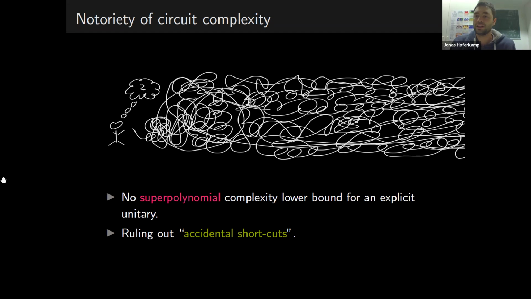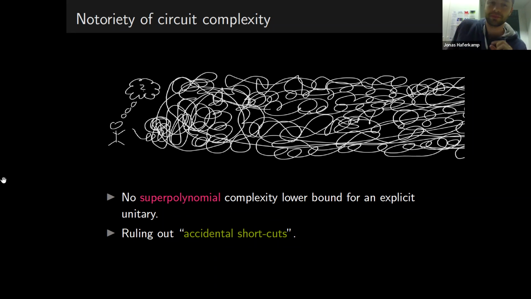I already mentioned that the classical analog is related to notorious questions like the separation of complexity classes. And very similarly for unitaries, I personally don't know of a single example where there is a super polynomial lower bound. I can't give you a single example of a family of unitaries that can be described efficiently where there's a super polynomial complexity lower bound, even though most unitaries are extremely complex.